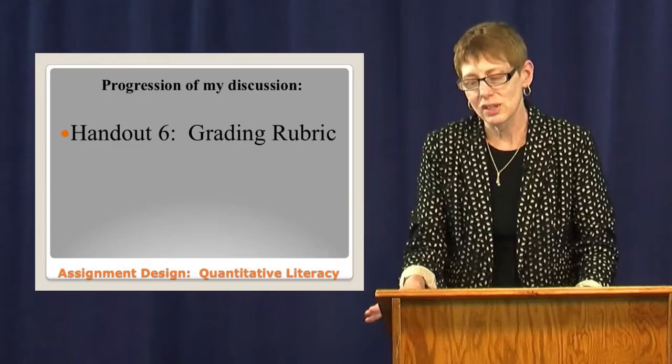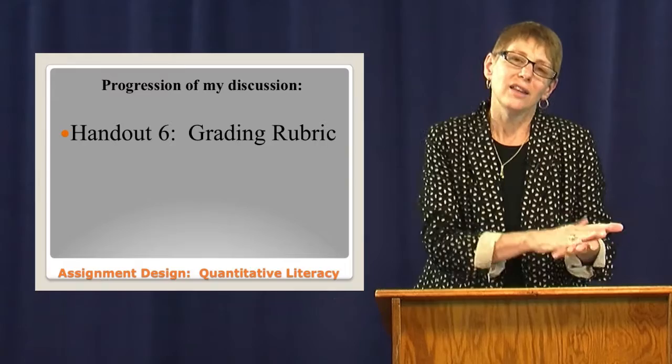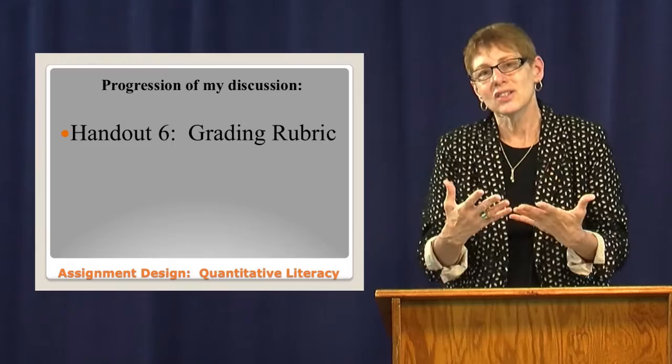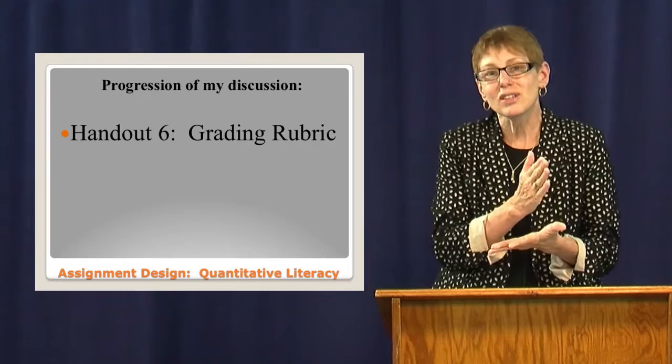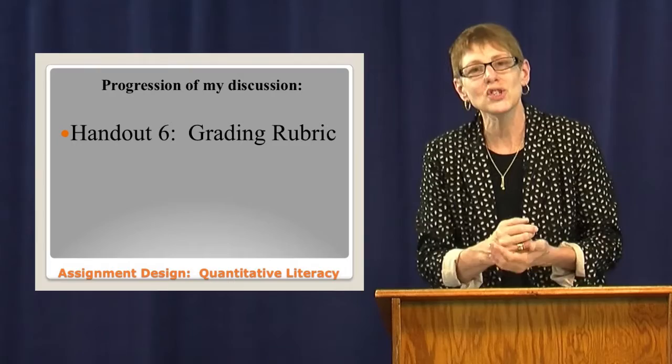Handout number six is a grading rubric. I included the grading rubric so that we would be able to contrast the detail within the grading rubric and the VALUE rubric. The VALUE rubric is very broad, and it's not designed to capture all of the learning outcomes that an assignment might address. So my grading rubric here is asking students specifically for skills or competencies within the written communication outcome.